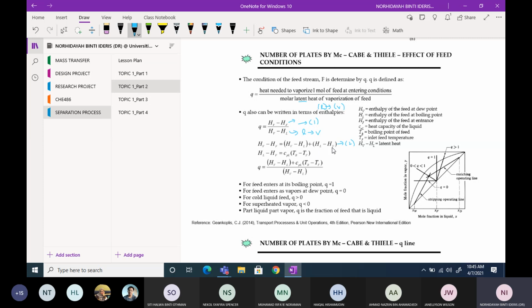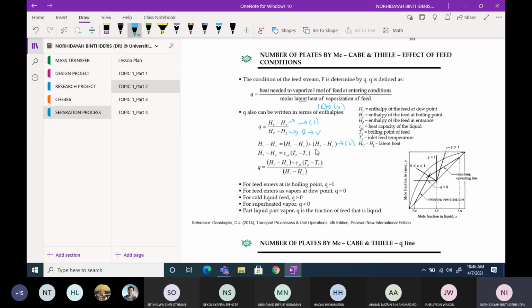Because if the coming feed is in a liquid form, then the energy required to change the feed into the saturated liquid, plus the change of energy required to change the liquid into the vapor, that means that is equal to HV minus HF. I hope you get it so far.